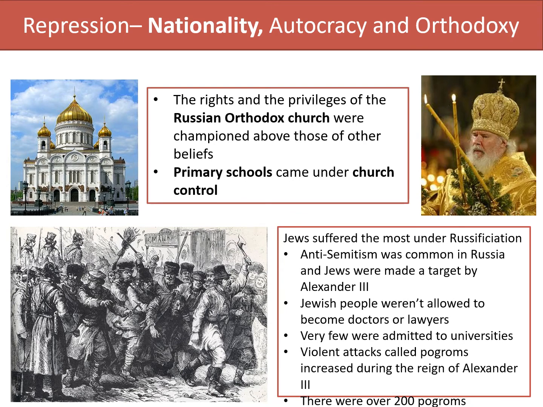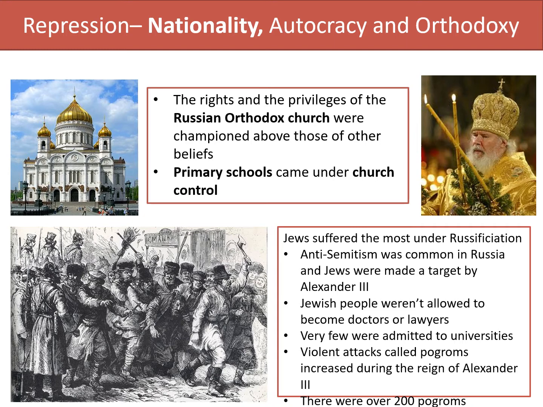On top of this, you've got the rights and privileges of the Russian Orthodox Church being championed above any other beliefs. Primary schools and primary levels of education were under church control. Jewish people suffered probably the most under this process of Russification, because anti-Semitism was common. Alexander III was a very well-known anti-Semitic person. It was quite common in Russia for Jews to be made a target by him.